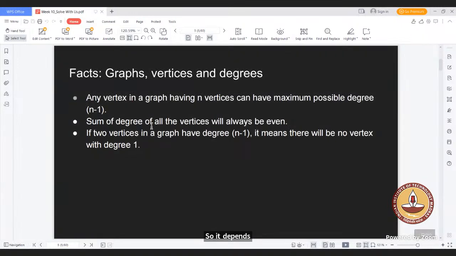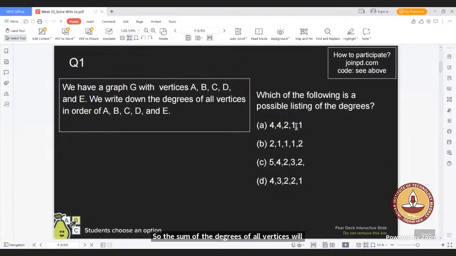And now we'll try to use the second point. The sum of the degrees of all vertices will always be even, right? So what we are going to do is add all those things and check whether they are even or not. First tell me what is the sum of option A? It is 12, which is even. So we'll sum option B now. So 2 plus 3, 4, 5, 6, 7. So this is an odd number. So this option also is not possible, right?